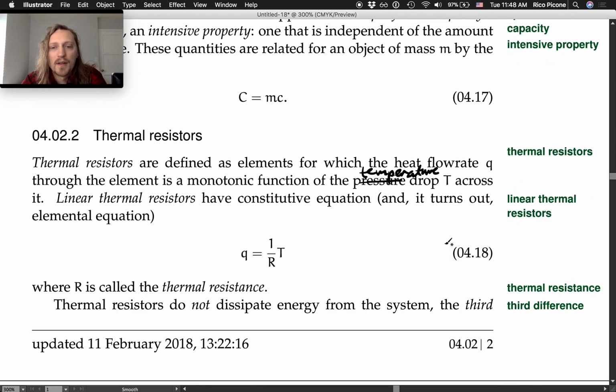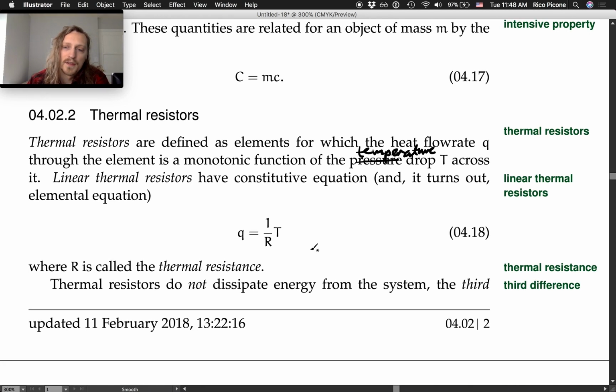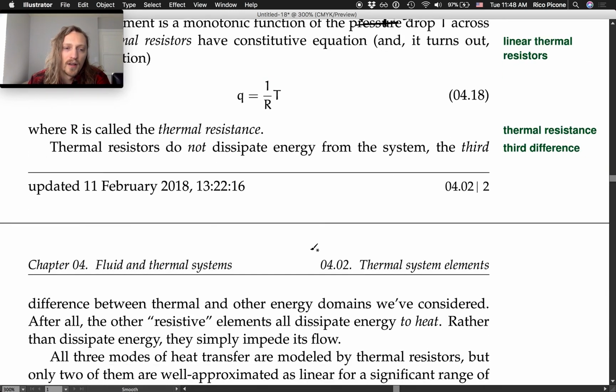Linear thermal resistors have a constitutive equation. The elemental equation is Q equals 1 over R_T, where R is called the thermal resistance. Thermal resistors do not dissipate energy from the system, which is the third difference between thermal and other energy domains we've considered. The other resistive elements all dissipate energy to heat.